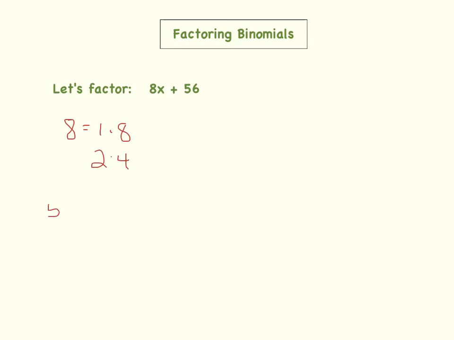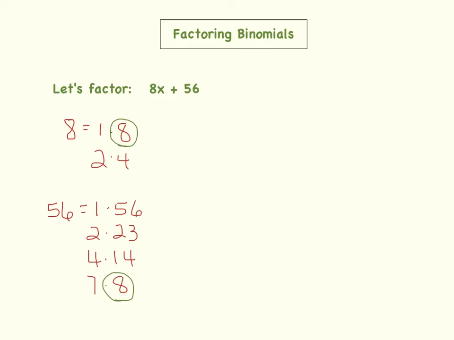Now let's find the factors of 56. 56, I know that 1 times 56, 2 times 28, 4 times 14, and 7 times 8. Okay, so those are all of my factors for 8 and for 56. So I need to find the greatest common factor, or the largest factor that both have in common. And in this case, the greatest common factor is 8.